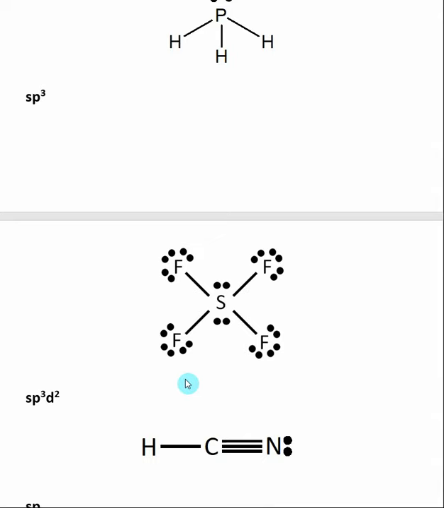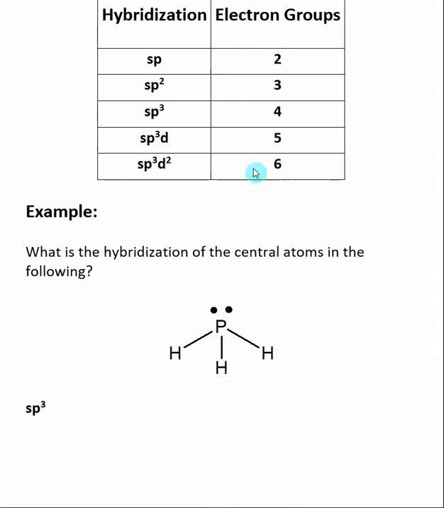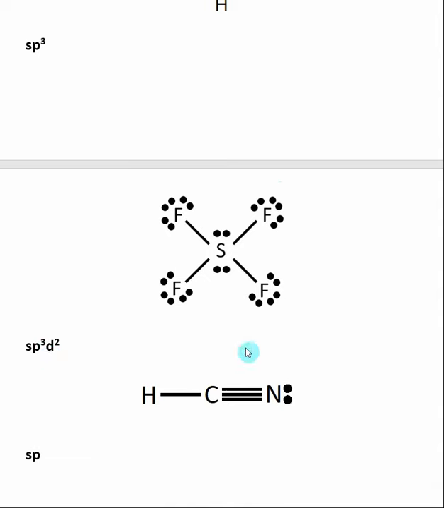When we look at SF4, the central sulfur, we have 1, 2, 3, 4, 5, 6 electron groups. When we have 6 electron groups, the hybridization is sp3d2. So our sulfur is sp3d2.